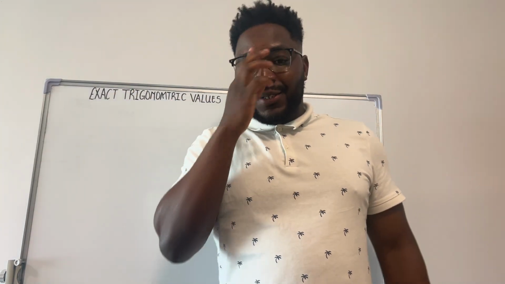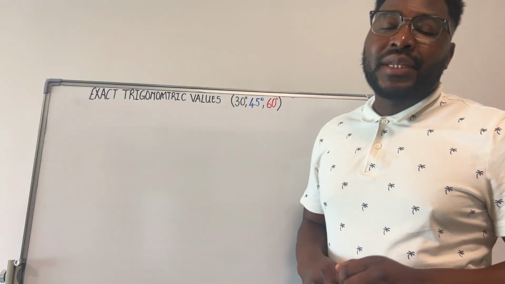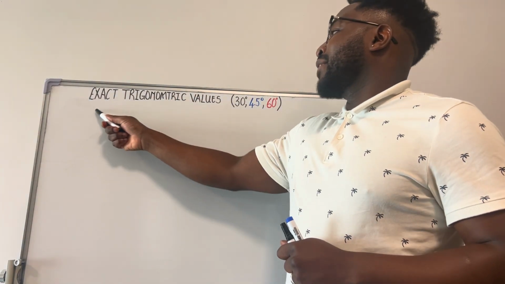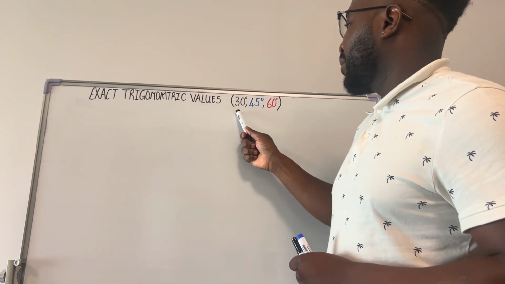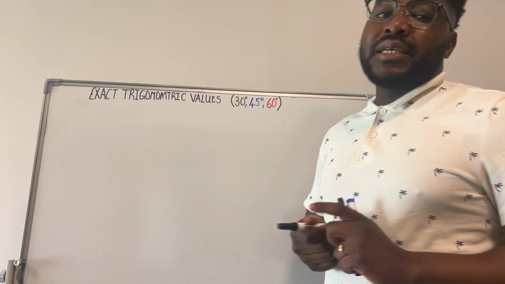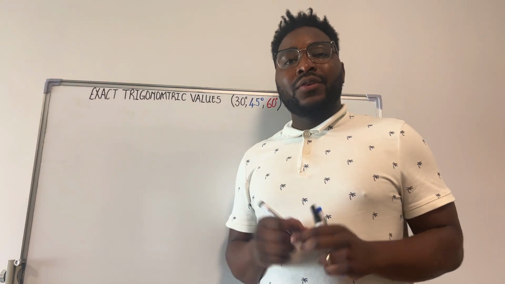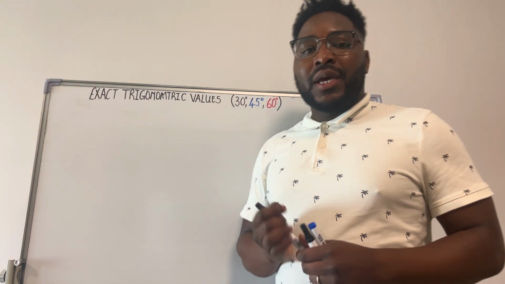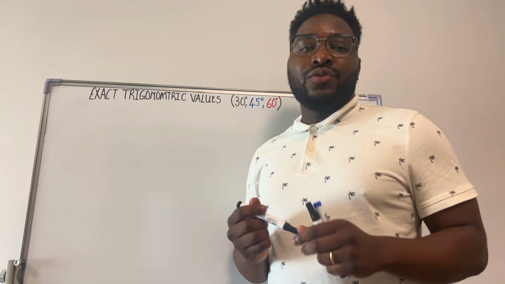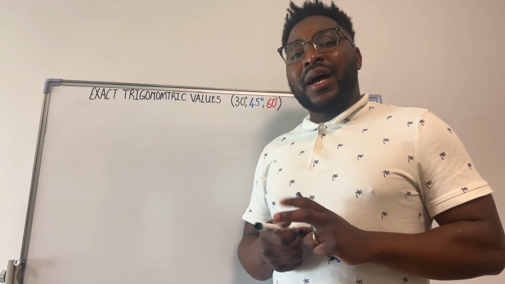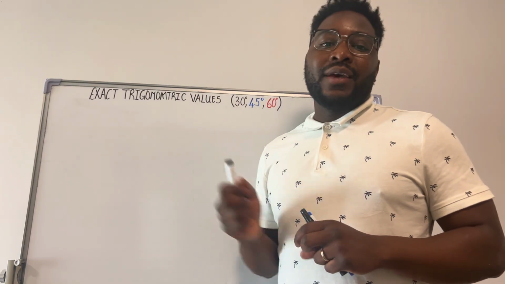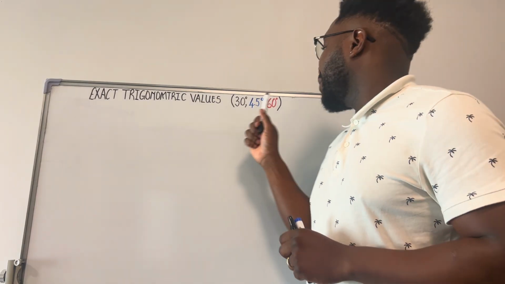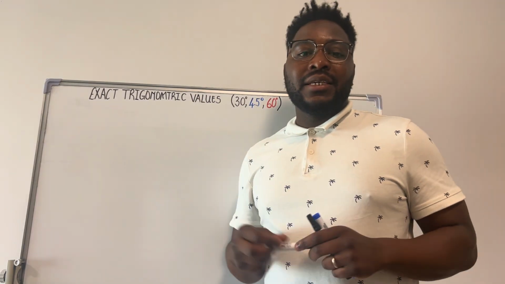Hello everyone, it's Mr. Salimata over here, and in today's lesson we'll be looking at exact trigonometric values of the angles 30, 45 and 60 degrees. By the end of this lesson, every student should be able to derive and use the exact values of sine, cos and tan for 30, 45 and 60 degrees.